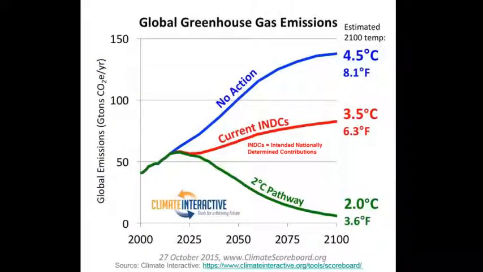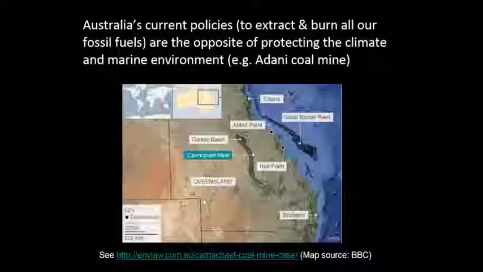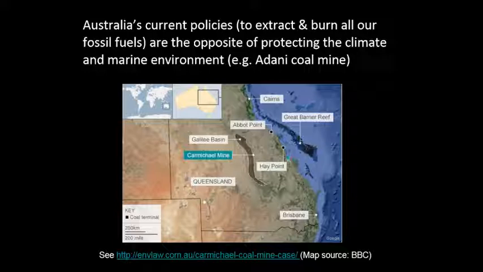Okay, and at present, the world isn't on track, even under current commitments or pledges, or nationally determined contributions under Paris. We're actually on track for 3.5 degrees. We need to go a lot better even to reach 2 degrees. So we are in a complete bind for climate change. And to add salt to that wound, our policies are actually, at a national level, the opposite of what we need to do. So our national and state policies are still to dig up and burn all of our fossil fuels.